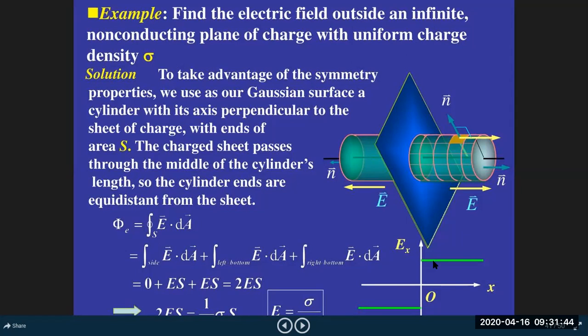Its magnitude only will depend on the surface charge density sigma. It is directly proportional to the surface charge density sigma, and it will also depend on the medium between the points and the sheet. If it is, sorry, vacuum, then we write epsilon naught. If it is any other medium, then in place of epsilon naught, we write epsilon here, that is the electrical permittivity of the medium.